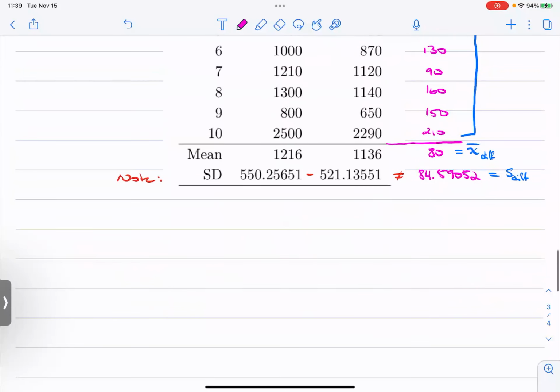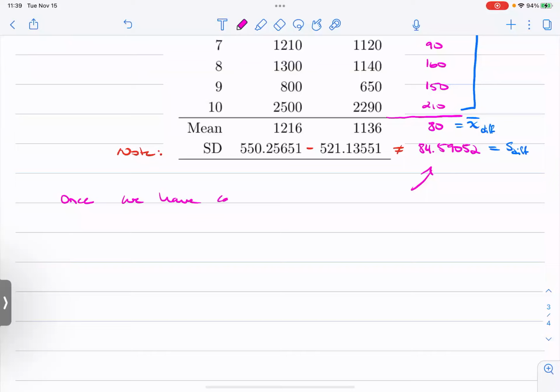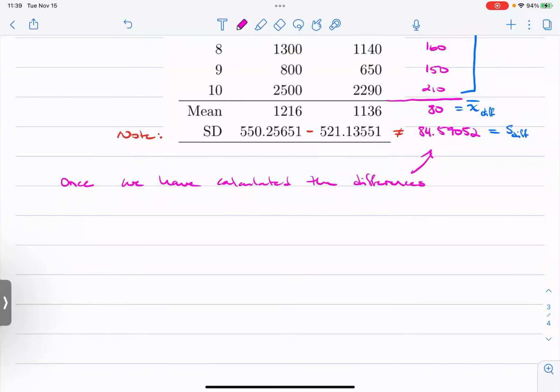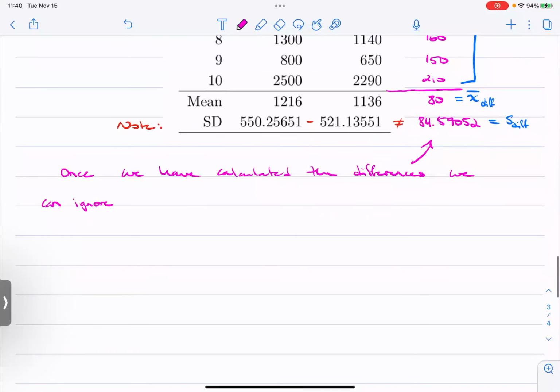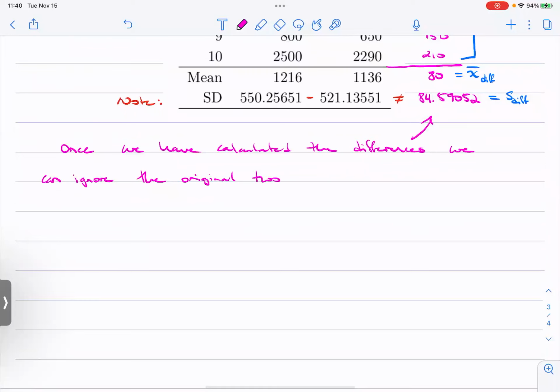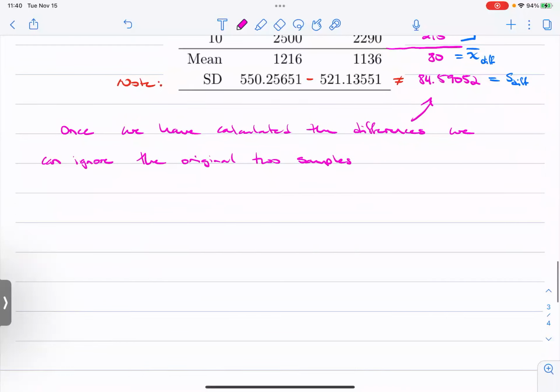Once we have calculated the differences, we can ignore the original two samples and analyze the one sample of differences.